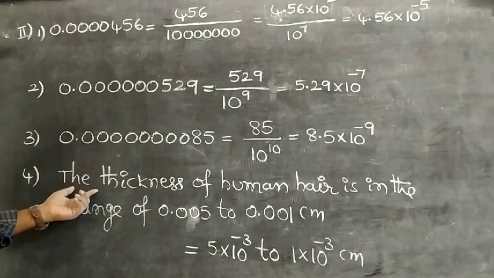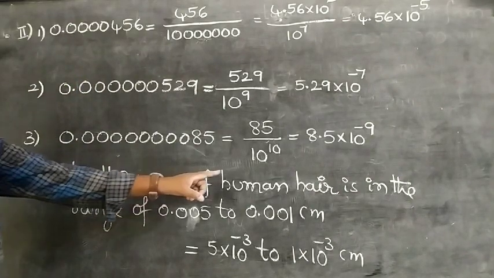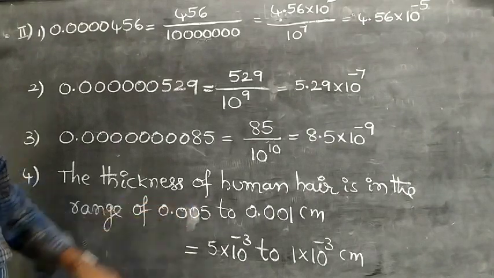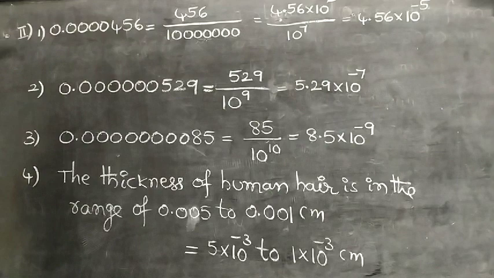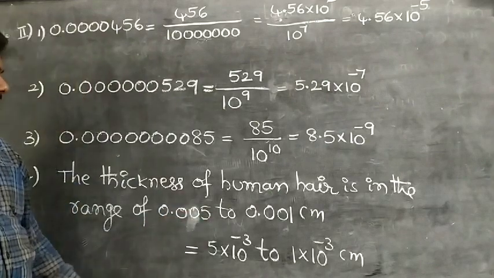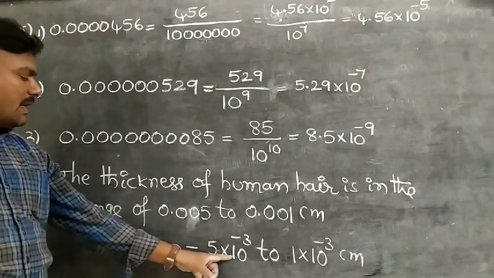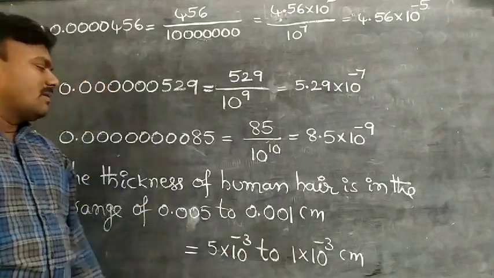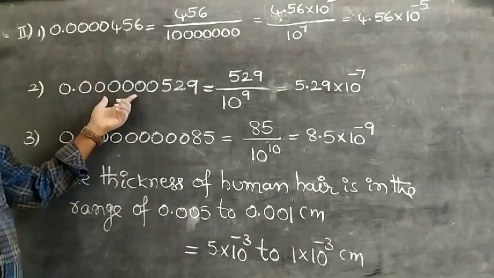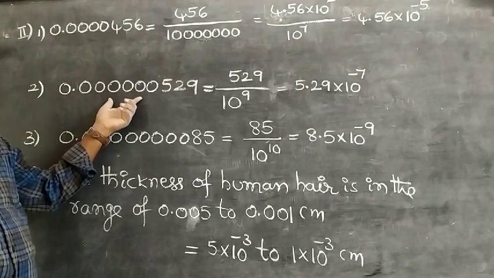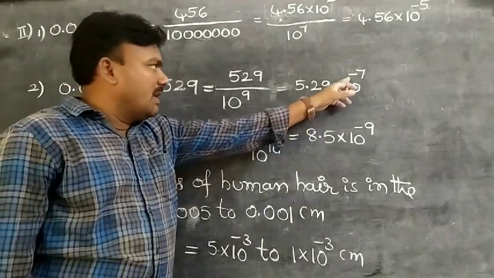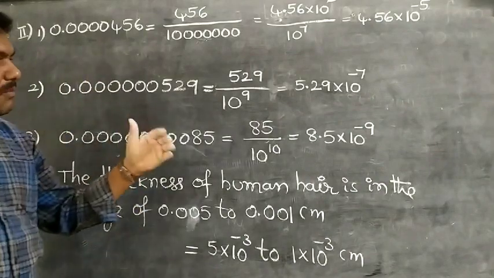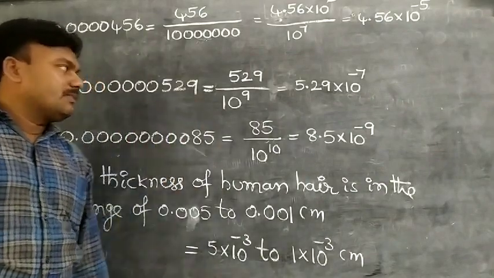If it is given in word form, the thickness of human hair is in the range of 0.0052 to 0.001 centimeter, expressed in scientific form, that is 5 into 10 power minus 3 to 1 into 10 power minus 3 centimeters. So when it is given as decimal numbers, the 10 power must be a negative value. If it is not a decimal number, the 10 power is a positive value. Okay.